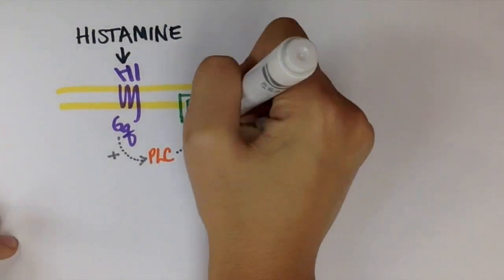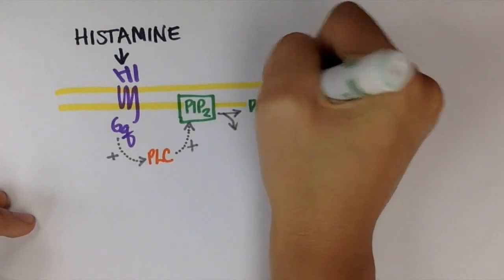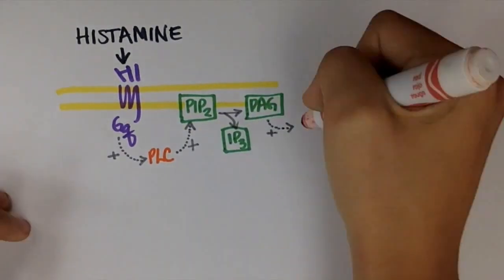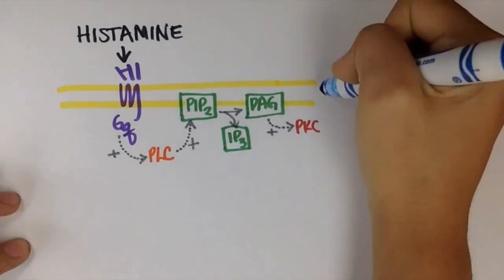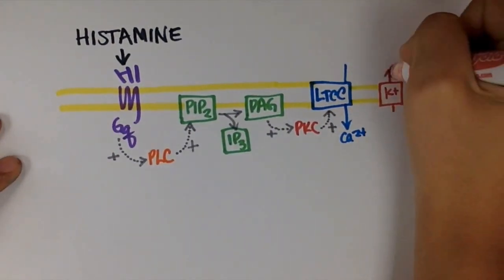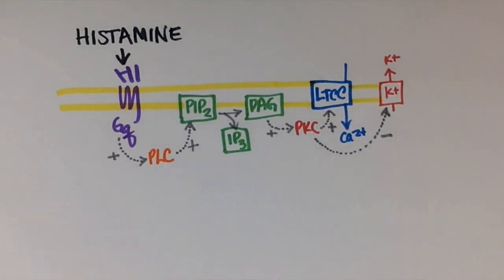PIP2 into diacylglycerol and IP3. Diacylglycerol then stimulates protein kinase C to activate L-type calcium channels in the cell membrane. PKC also inhibits potassium channels. These two effects of PKC allow for influx of calcium ions and prolonged depolarization of the cell.